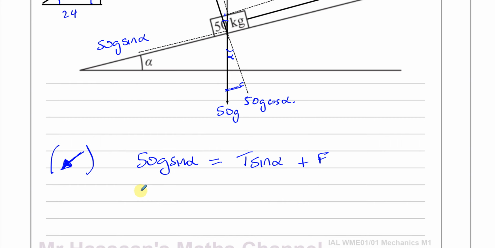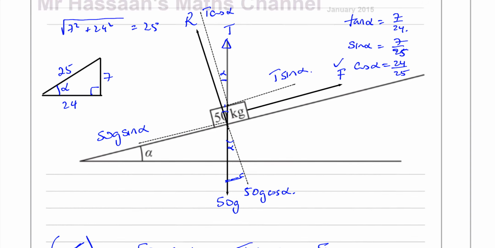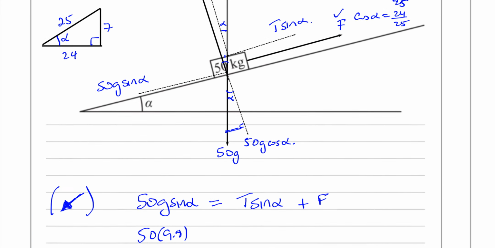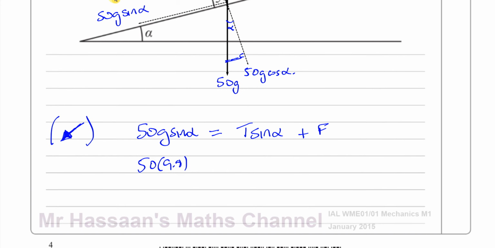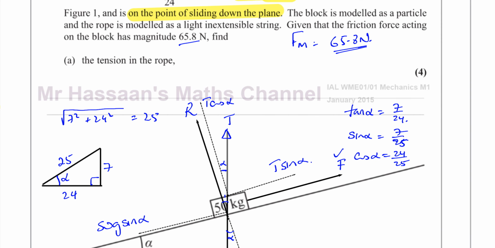So if I just replace everything, in fact, what if I just rearrange this a bit? I'll have 50 times 9.8 times the sine of alpha. Now I know the sine of alpha was 7 over 25, times the 7 over 25. Okay, so that's all of that equals t times 7 over 25, so 7t over 25, plus f, which we know is 65.8.